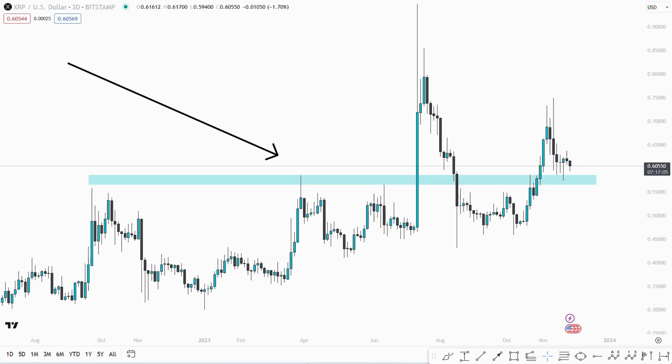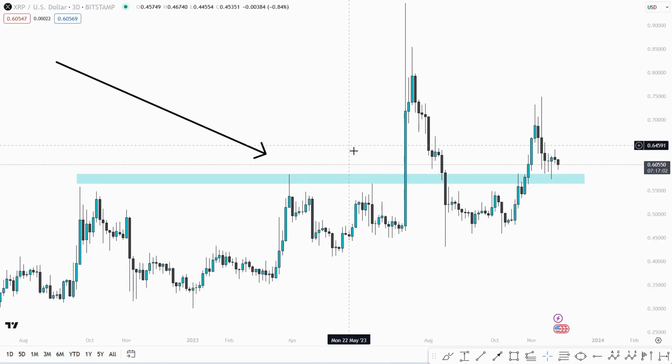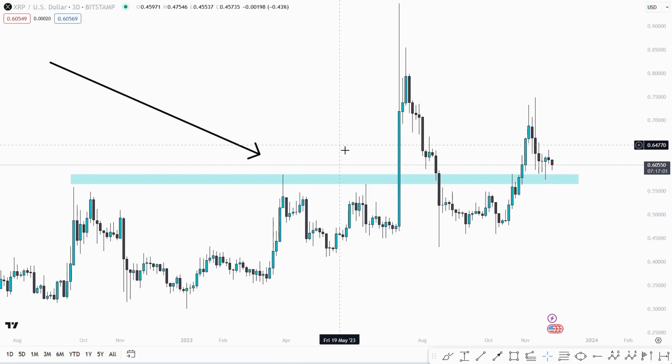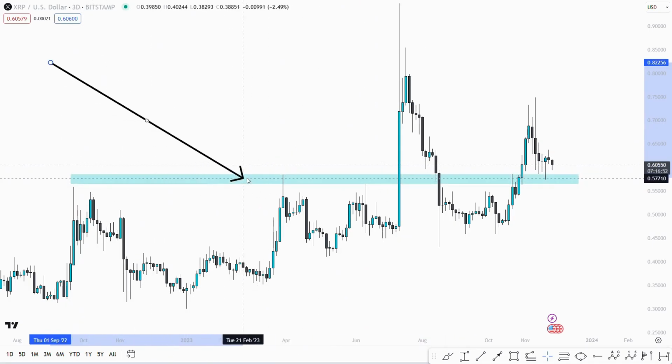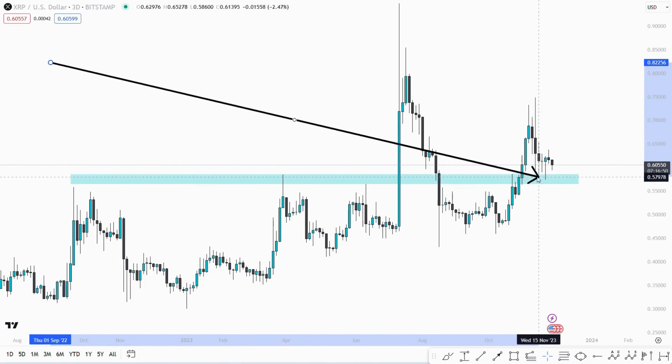So the first thing that I've done here for XRP is just draw out a bit of a zone that I think many people who are trading XRP or looking at the XRP chart are going to have marked out on the charts. They're seeing it as a clear resistance and a clear support right now for XRP.